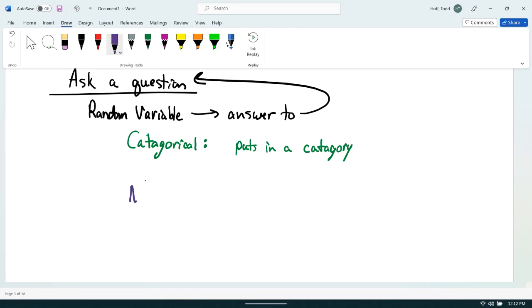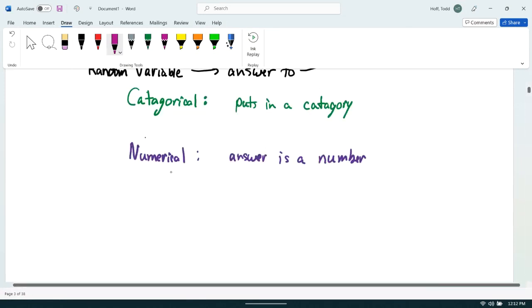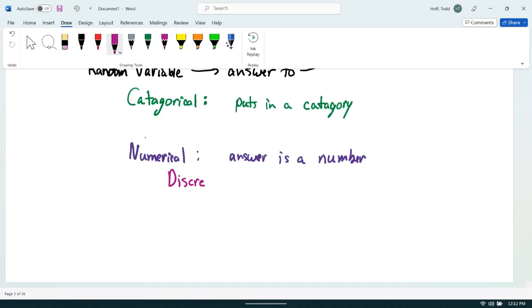Then we have numerical random variables. So here again, the answer is a number. Now there's two important distinctions between two different types of numerical random variable. One is discrete. Discrete numerical random variables are items that can be counted. Like if I ask, how many cars do you own? How many siblings do you have? How many classes are you taking? Those are all things you would count.